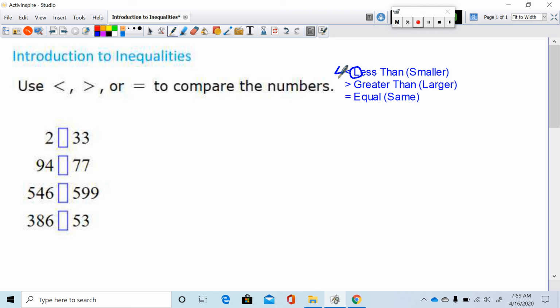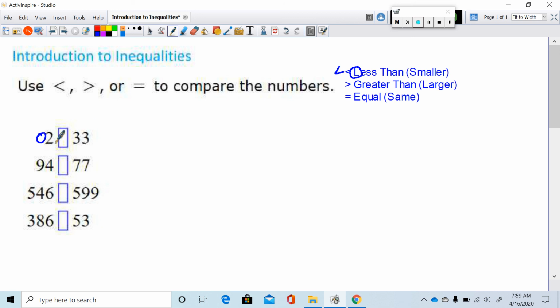If it looks like a little L that's squished down, it's less than. And if that one's less than, then the other one is greater than, which means larger, and then you have equal, which is the same. So what you want to do when you're comparing these numbers is make sure they have the same number of digits, and if they do not, you want to put zeros in the front, not in the back, but in the front like this.